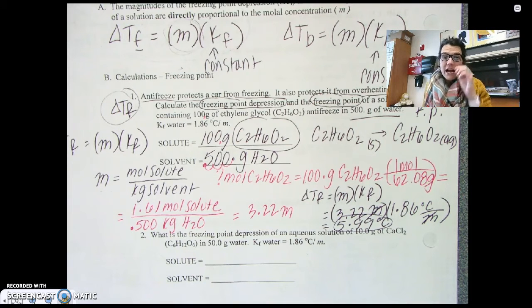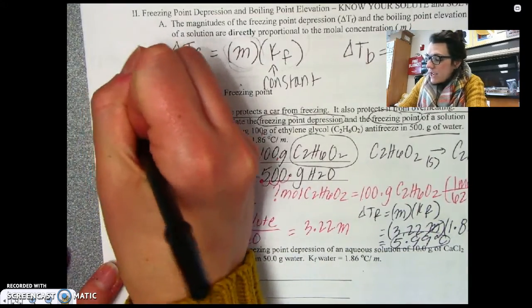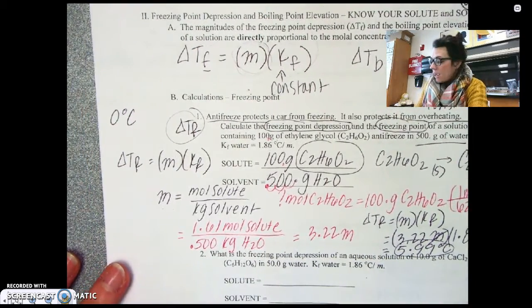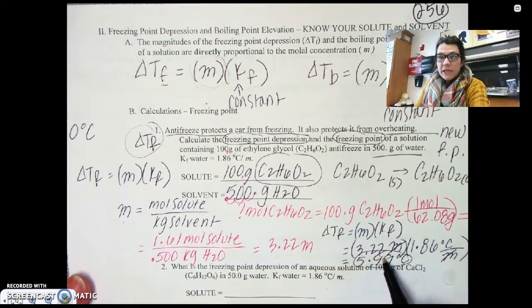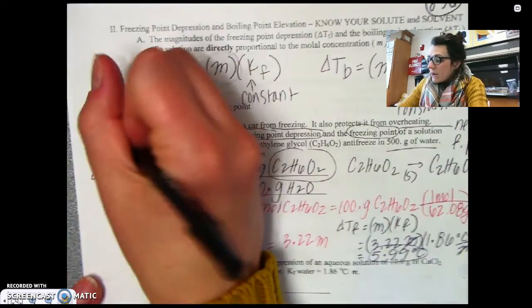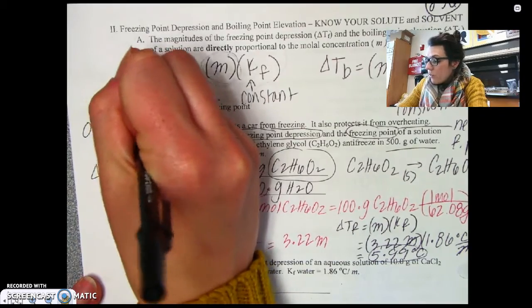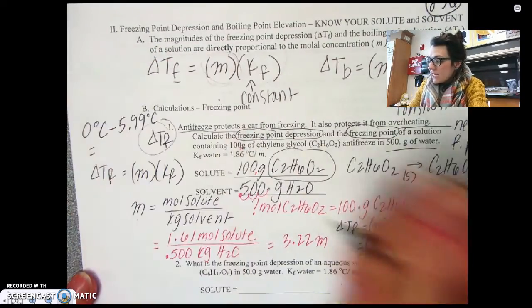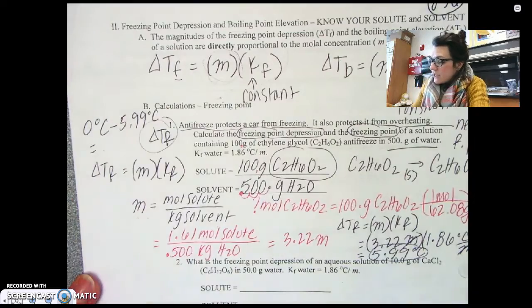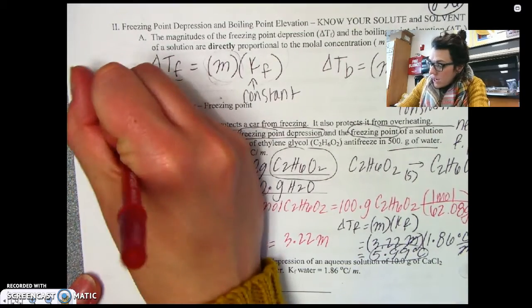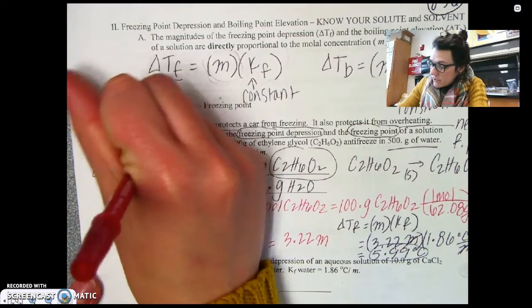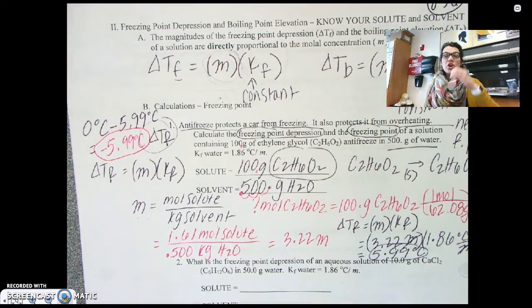The problem is asking for the freezing point. Okay? So delta T is how much I'm changing my temperature by. So if water freezes at 0 degrees Celsius, and my temperature is changing 5.99 degrees Celsius, my new freezing point of water with antifreeze in it is going to be negative 5.99 degrees Celsius.